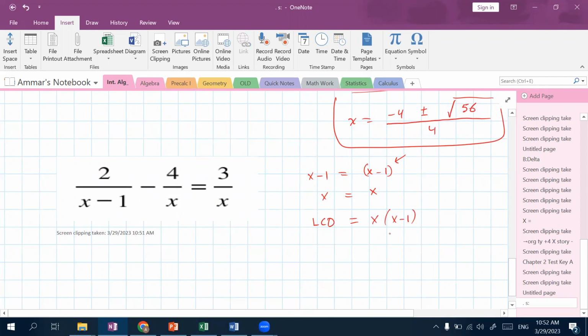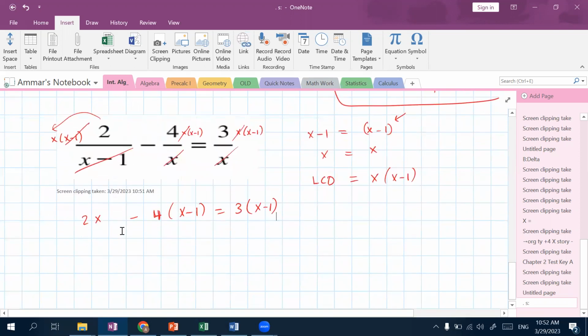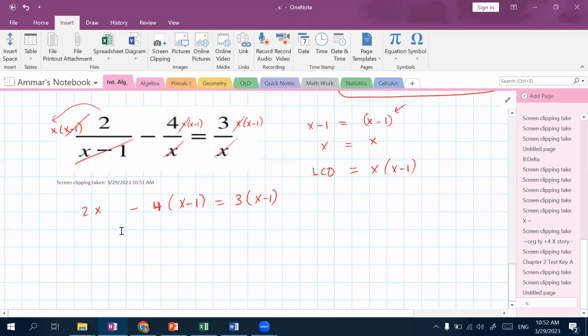And this LCD will be multiplied on both sides, x times x minus 1. And here, x times x minus 1, and also here. And now the cancellation, cancel the x here. So we are left with 2 times x here, 2x minus, and here we are left with 4 times x minus 1. And finally, here we are left with 3 times x minus 1. So that's the first equivalent equation.